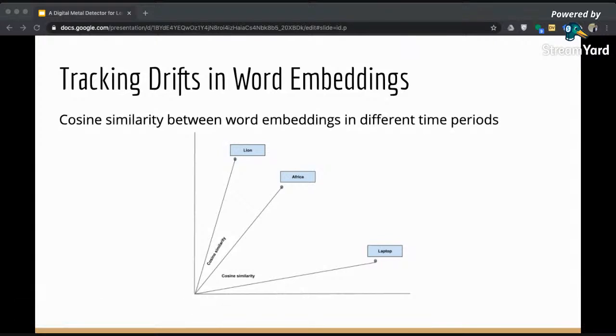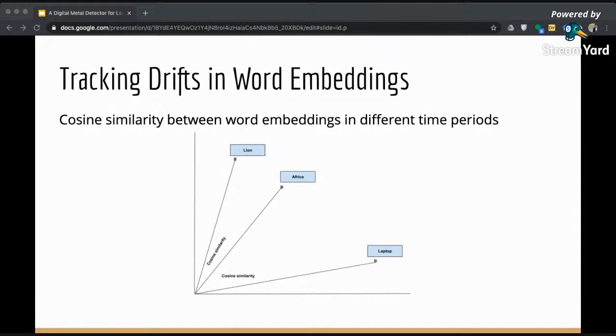Cosine similarity is an angular measure of distance in non-zero values, and it can be used on high-dimensional vectors. So it's very, very useful for our purposes. So you've got lion and Africa, which will be quite close together, but laptop is quite far away. So that cosine angle is going to be much higher, is the idea. The cosine similarity ranges from 0, very different, to 1, very similar. The higher the cosine similarity, the more similar, in other words.